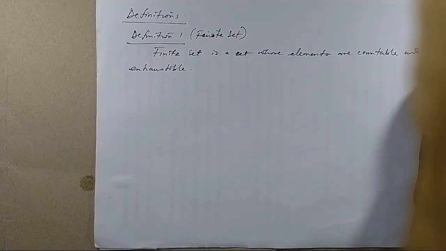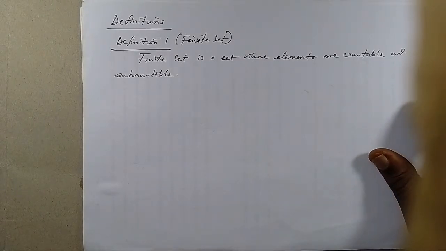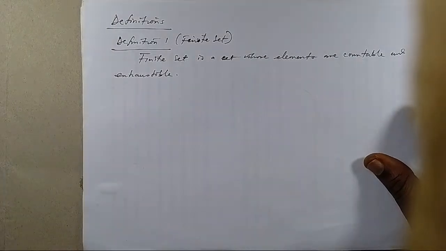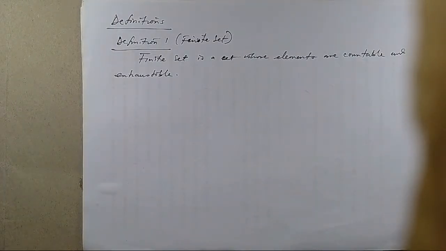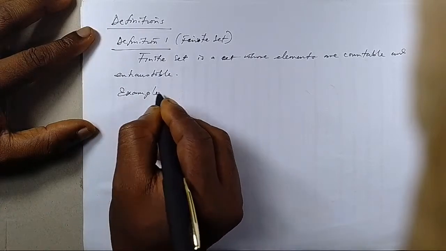What that means is that when a set is said to be finite, the elements in that set, you can actually count them. They can be counted. And not only can they be counted, you can also finish the counting of the elements in what is called a finite set. In other words, they are countable and exhaustible, meaning that when a set is finite, you can count the elements and can also finish the counting.